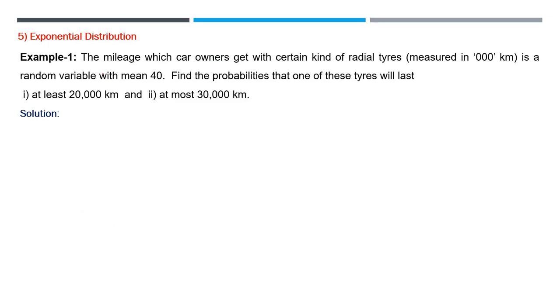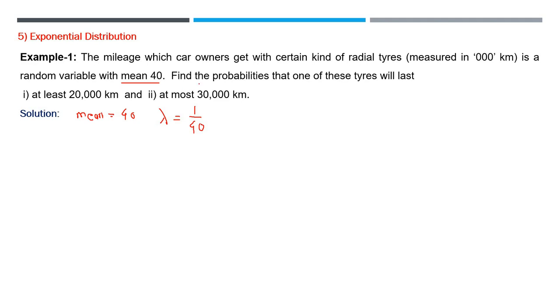The first example is the mileage which car owners get with certain kind of radial tires is a random variable with mean equal to 40. Okay, so the mean value is given as 40. So from this mean value we can calculate the value of lambda. So the lambda value becomes 1 divided by 40.